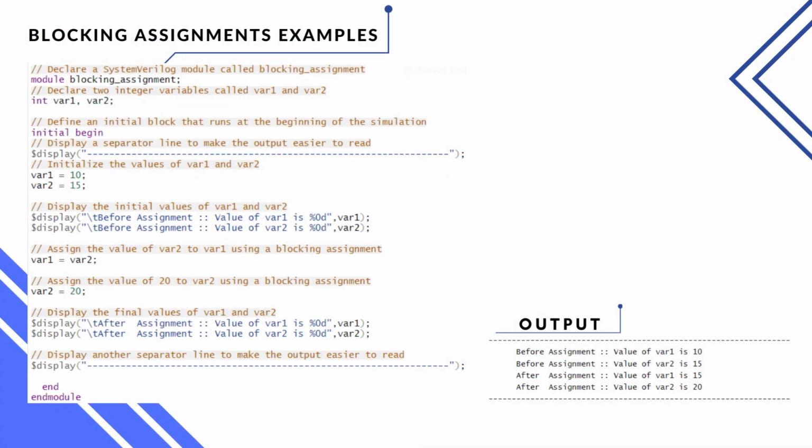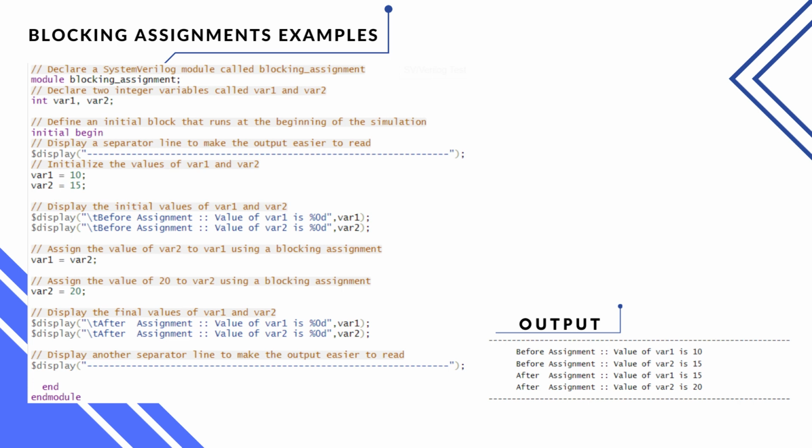Now, we will discuss a code example that demonstrates the use of blocking assignments in SystemVerilog. Let's begin by taking a look at the code for this module called blocking_assignment. The module declares two integer variables called var1 and var2. It also defines an initial block that runs at the beginning of the simulation. Inside the initial block, the module displays a separator line to make the output easier to read.